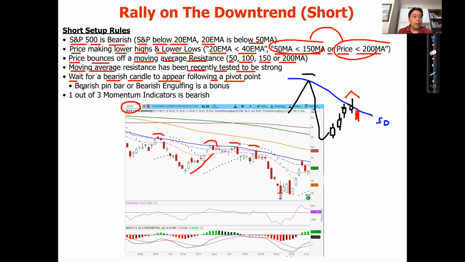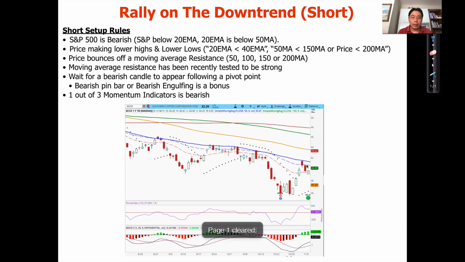Now, at the same time, if we have a bearish pin bar or a bearish engulfing pattern, that would be a bonus. Not necessary, but it would be a bonus to have. At the same time, you want to see downtrend momentum. So we've got 3 indicators, and we want to make sure that at least 1 out of 3 of the indicators is showing us a bearish signal, either the parabolic SAR or the MACD or the force index. So with those rules in mind, let's take a closer look at this chart.